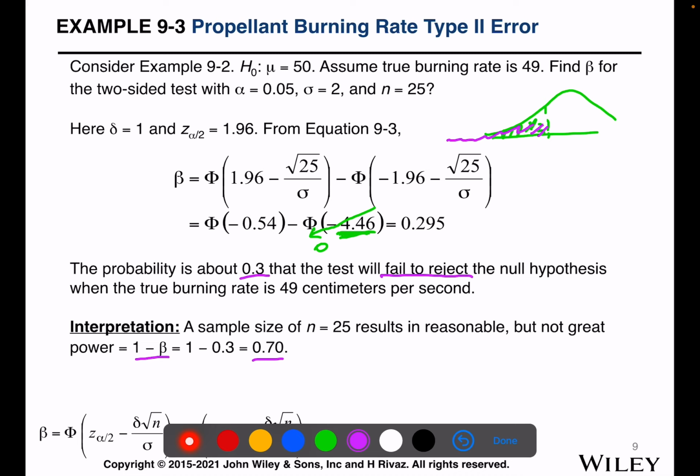So what does that mean? That means that when your true mean is 49 and you're only collecting 25 samples, there's a 30% chance that you actually think that your mu was 50, which is a high chance, right? So I repeat that again. When your correct mu is 49, and you're only collecting 25 samples from that distribution with a mean of 49, there's a 30% chance that you think that your mu was actually 50, right? And that's a high chance, right?